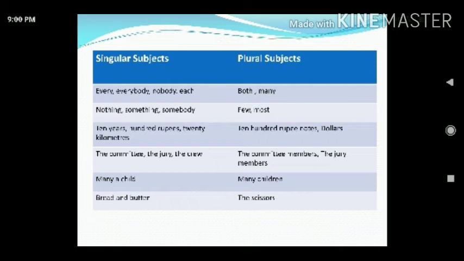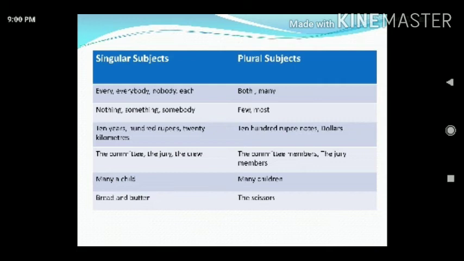See the list of singular subjects: every, everybody, nobody, each, nothing, something, somebody. All these are singular subjects. 10 years, 100 rupees, 20 kilometers. Though they appear to be plural, they are actually singular subjects. The committee, the jury, the crew, many a child, bread and butter, all these are singular subjects.